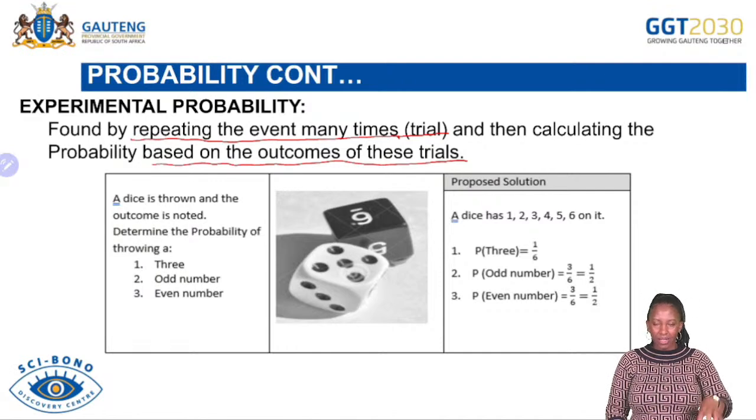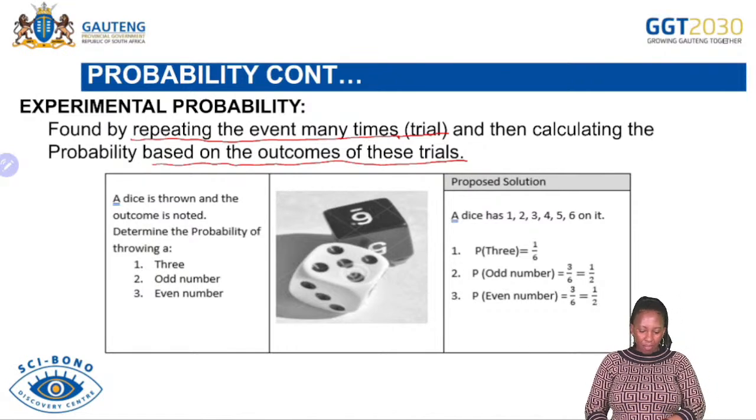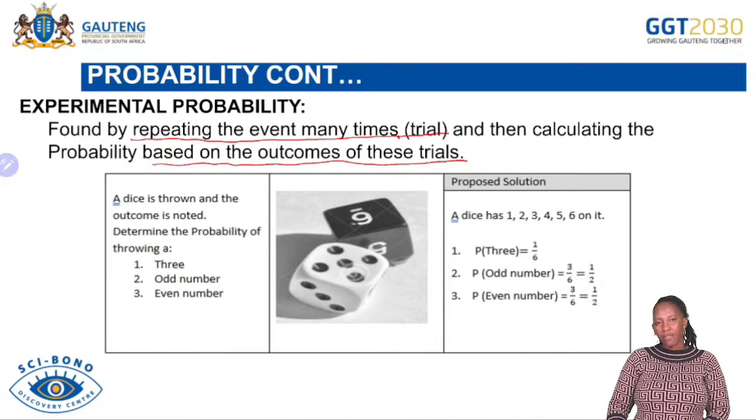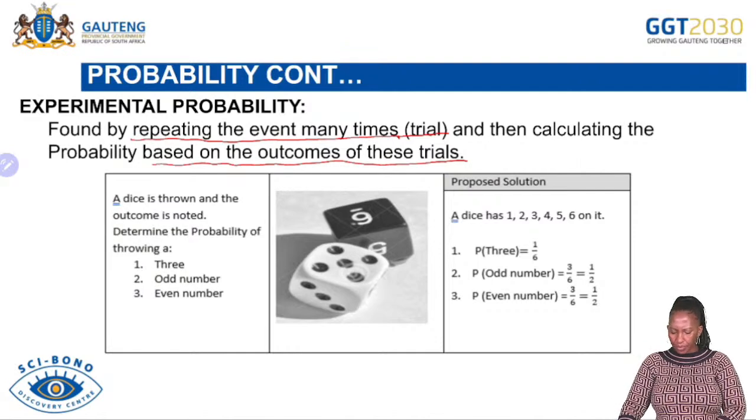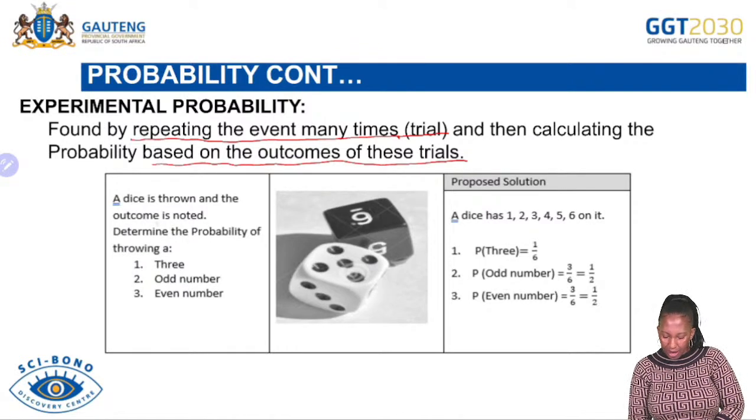So the trial must take place, and then you'll get the possible outcomes based on the number of trials. Now let's have a look at this question. It says a dice is thrown and the outcome is noted. Determine the probability of throwing a 3.